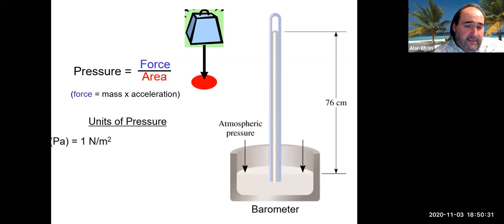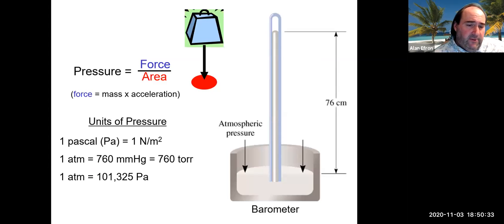So when we talk about gases, pressure is a very important aspect. Pressure is force over area. And these are some common units of pressure that we sometimes come across. 1 Pascal is equal to 1 Newton per meter squared. 1 ATM, which is an atmosphere, is equal to 760 mmHg. mmHg is millimeters of mercury, and that equals 760 torr. Those units come from this apparatus over here, known as a barometer, which is what we use to measure pressure.